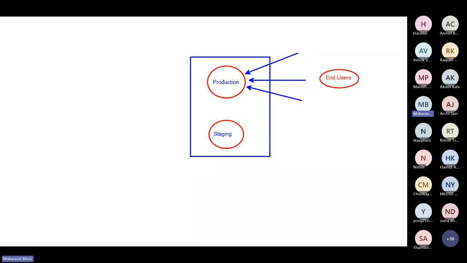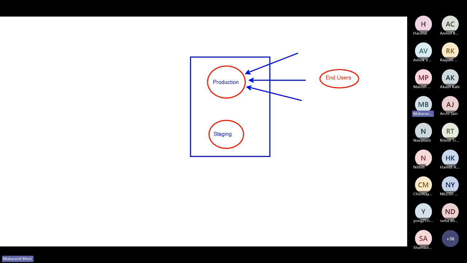So we'll have to take the production slot, stop that production server, or maybe inform the end users that during this time your application won't be available, so that we can deploy it over here.